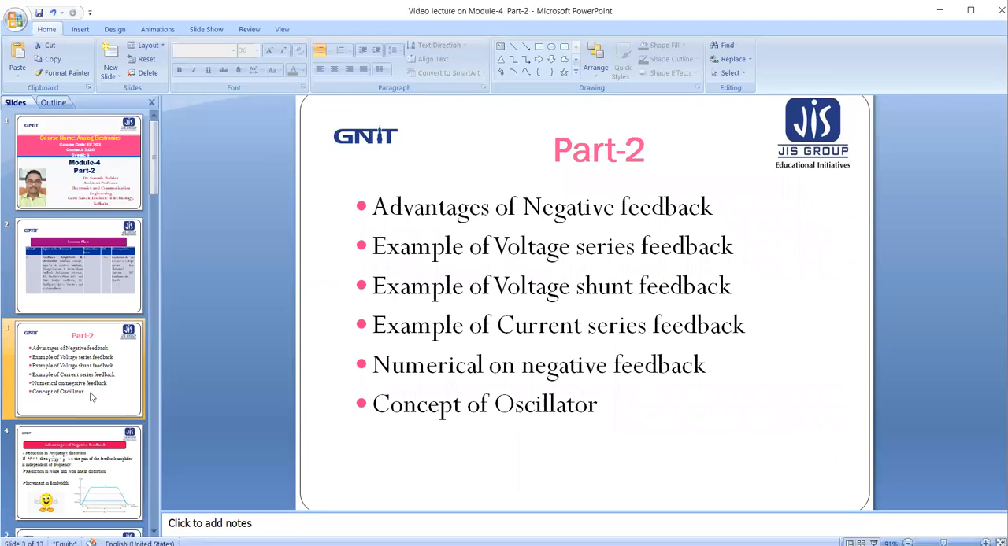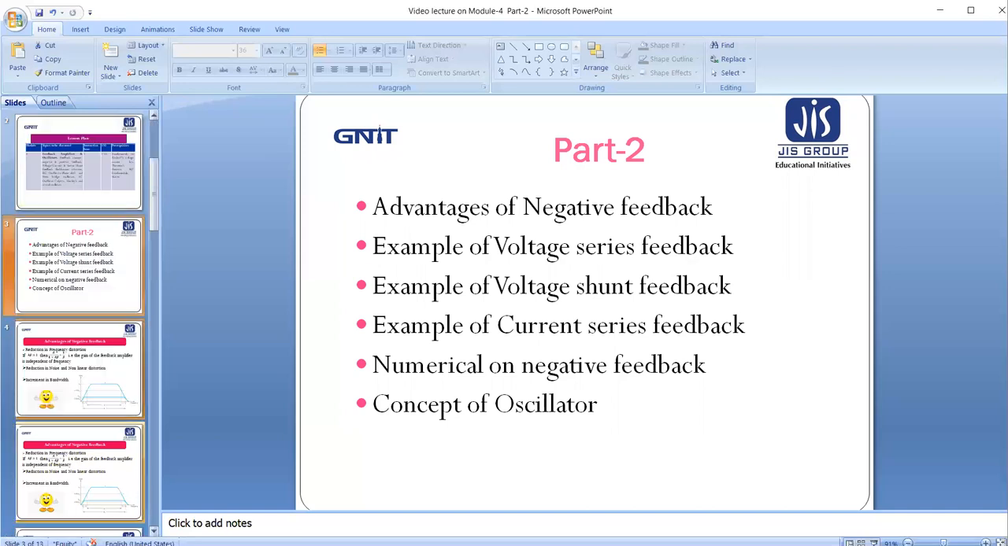Now, in part 2, I have given the emphasis on advantages of negative feedback, example of voltage series feedback, example of voltage shunt feedback, example of current series feedback, numerical on negative feedback, and finally the concept of oscillator. So part 2 is the completion of the negative feedback circuit and the starting of the positive feedback mechanism, that is oscillation.